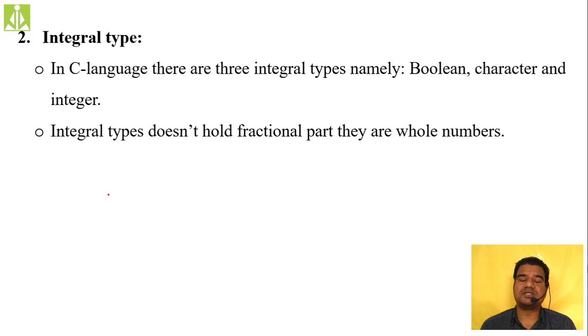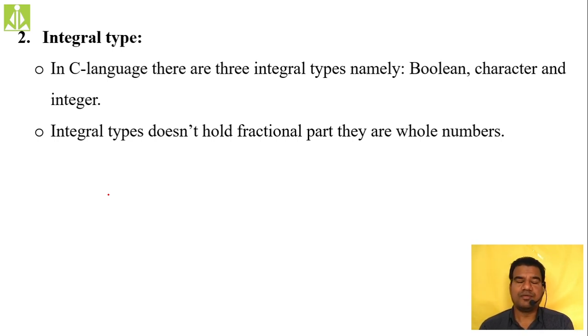Integral types do not hold the fractional part. They are whole numbers. They are not going to hold any fractional part. So in C language, how many different types of integrals do we have? We have three types of integrals: boolean type, character type, and integer type, and they are whole numbers.